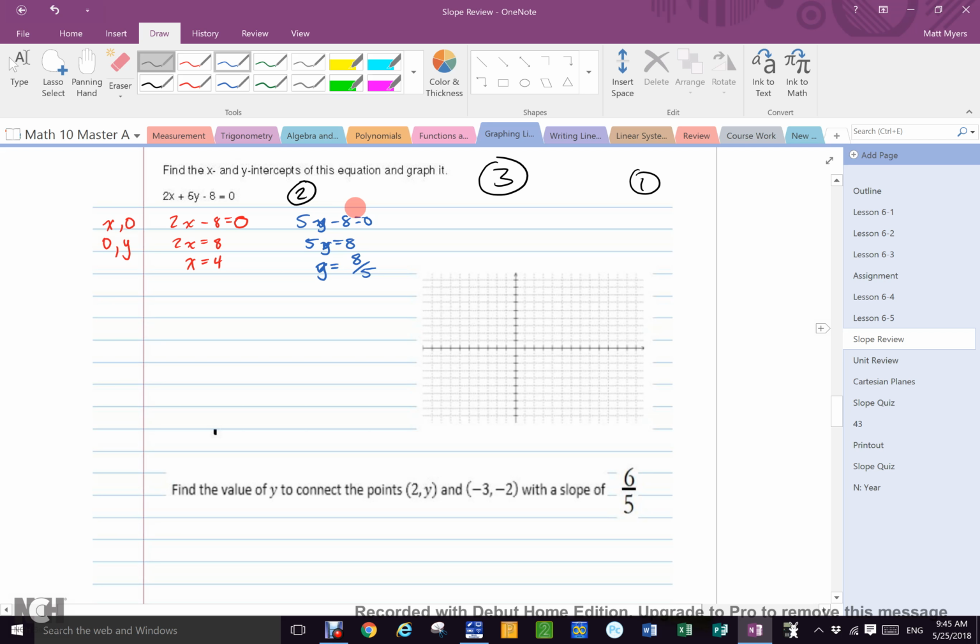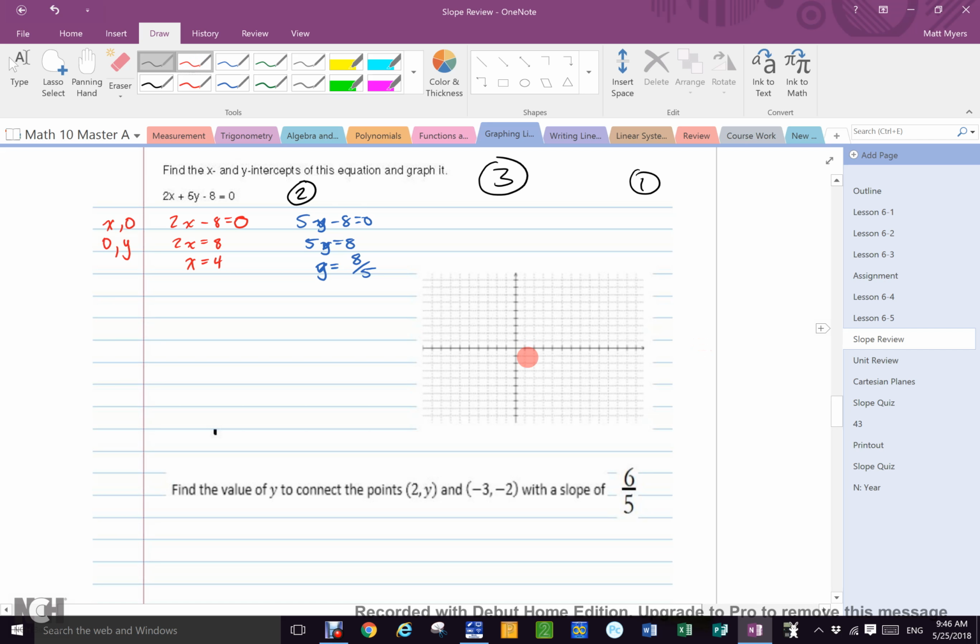Now graph it. 4 is no problem, correct? But 8/5, what does that mean? Well, it means one of 2 things. I have to change at least one scale, don't I? If I change the y scale to fifths, then to get out to 4, I would have to go out to 20, wouldn't I? Can I do that? No. So I cannot change the x scale.